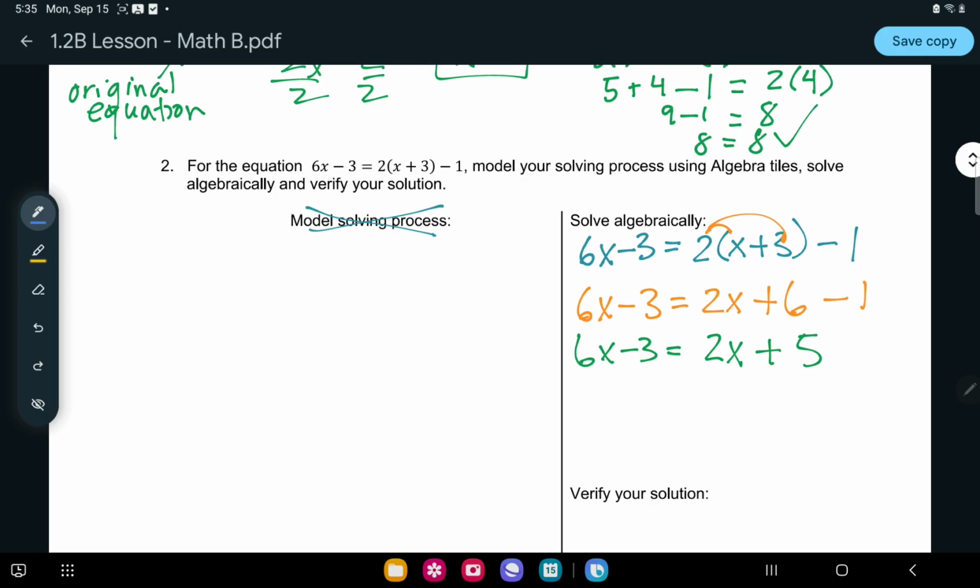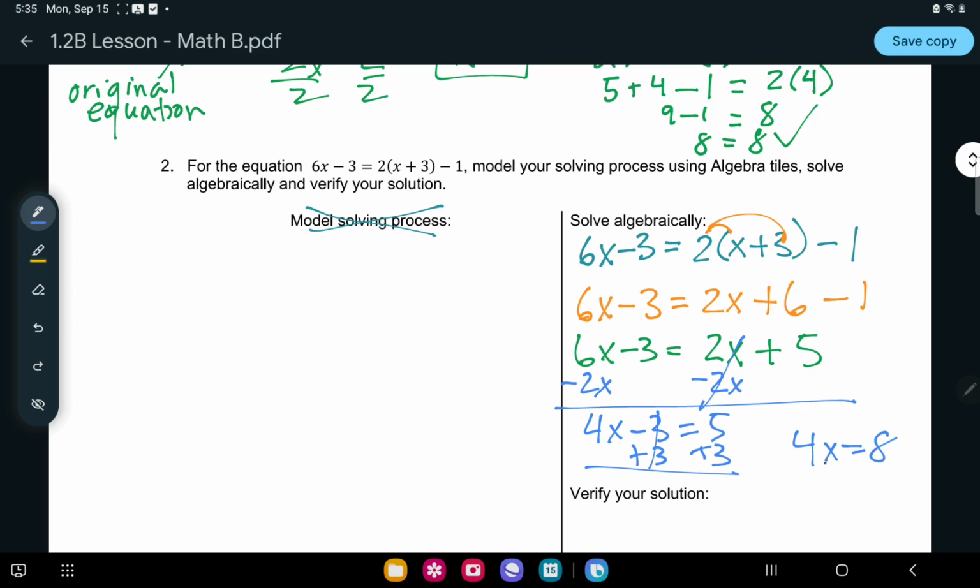So let's go ahead and go back to this. Now, if I'm looking at this, I have a 6x and a 2x, so I want to subtract the 2x because that variable is smaller in this case. So now I have 4x minus 3 equals 5. I'm going to add 3 to both sides, and I'm going to get 4x is equal to 8, and I'm going to divide by 4 and get x equals 2.